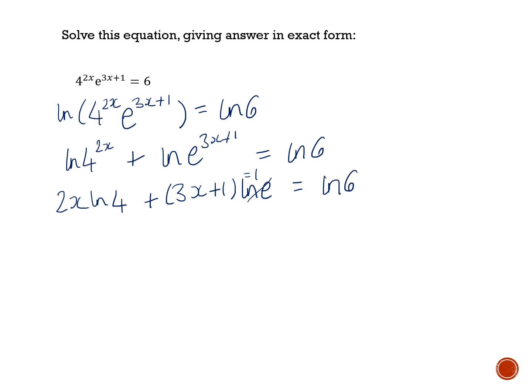So now I'm solving the equation. What I want to do is gather all of the x's together on one side and all of the non-x's on the other. This has got an x in it, so I'm going to leave it there. This has got an x in it, so I'm going to leave it there. And I'm going to take this plus 1 over the other side and make it a minus 1. Now, algebra skills, take out x as a factor. x times 2 ln 4 plus 3.